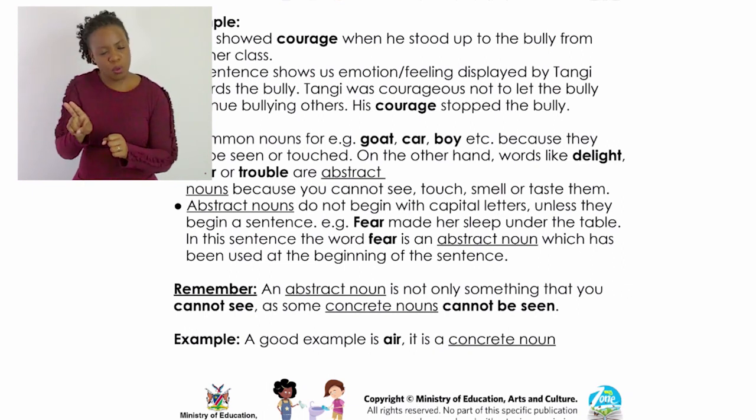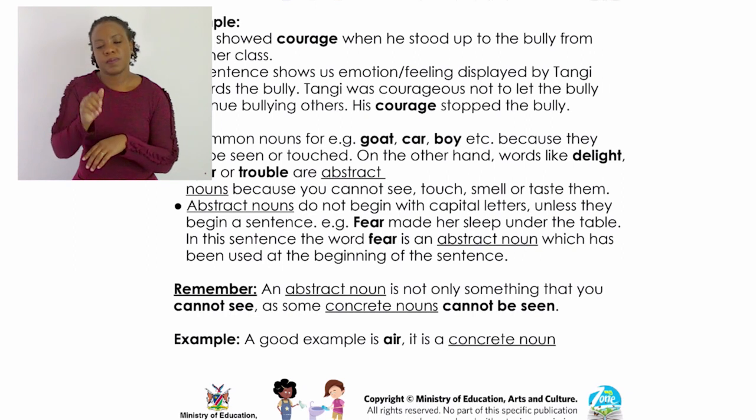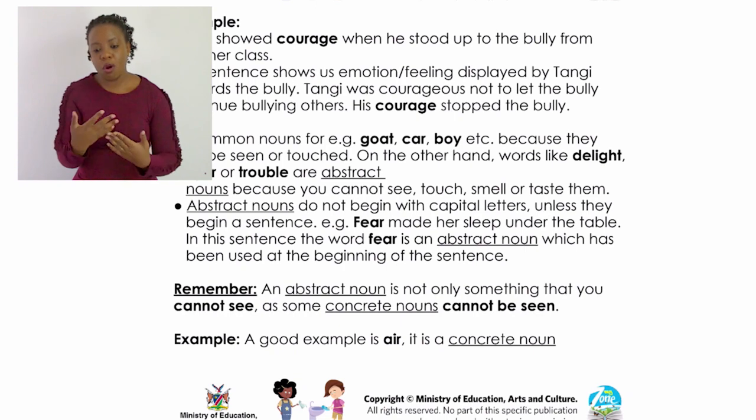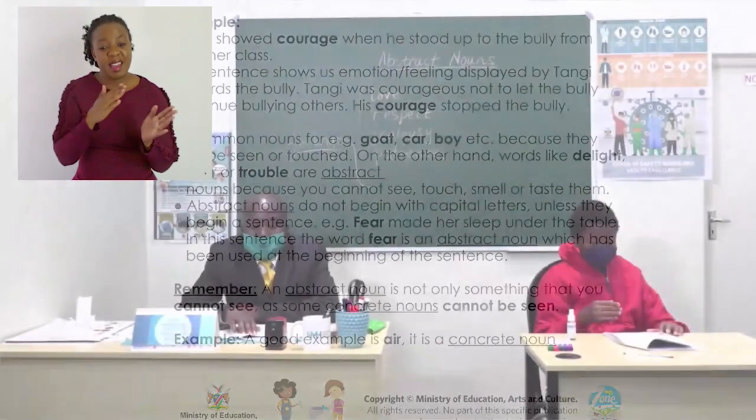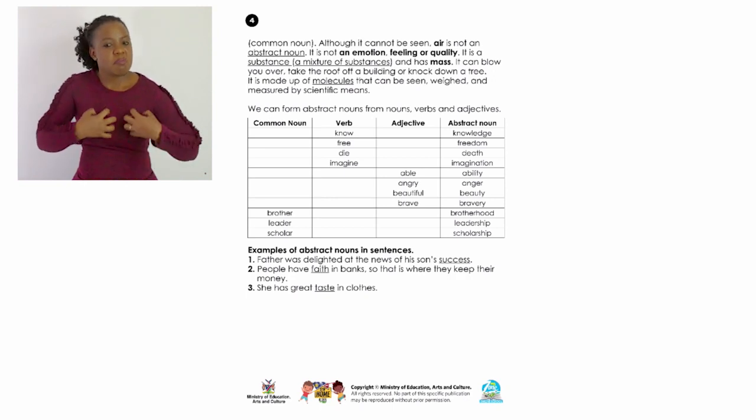Remember, an abstract noun is not only something that you cannot see, as some concrete nouns cannot be seen. We have concrete nouns which cannot be seen, but they are concrete. Let us look at what they are. A good example is air. It is a concrete noun. Air is a concrete noun or a common noun. Although it cannot be seen, air is not an abstract noun. It is not an emotion. It is not a feeling or a quality.